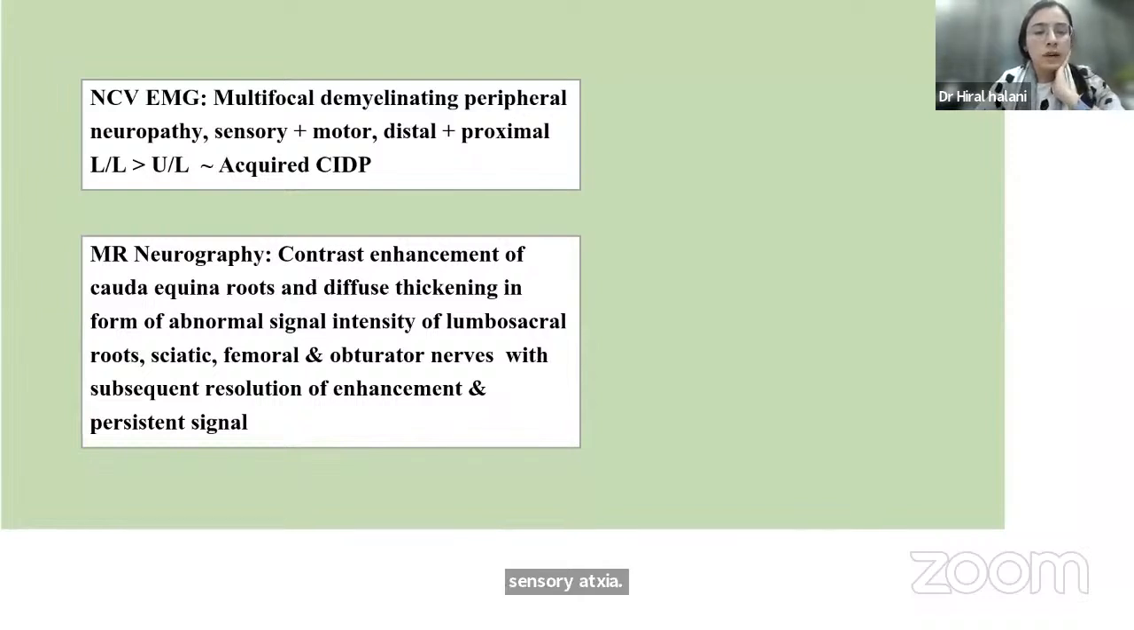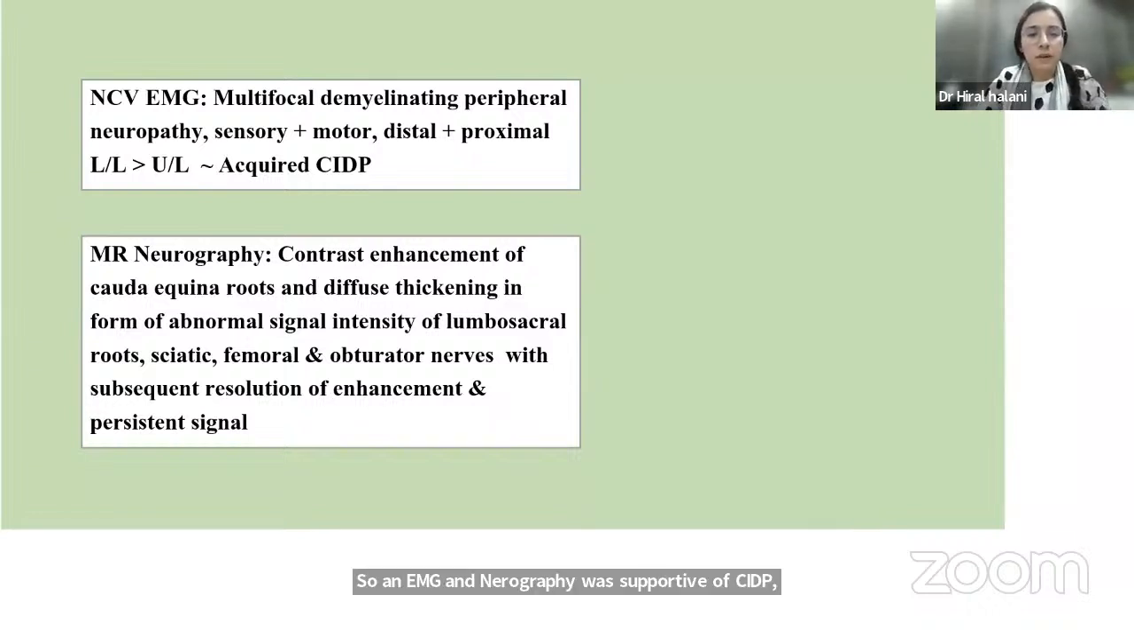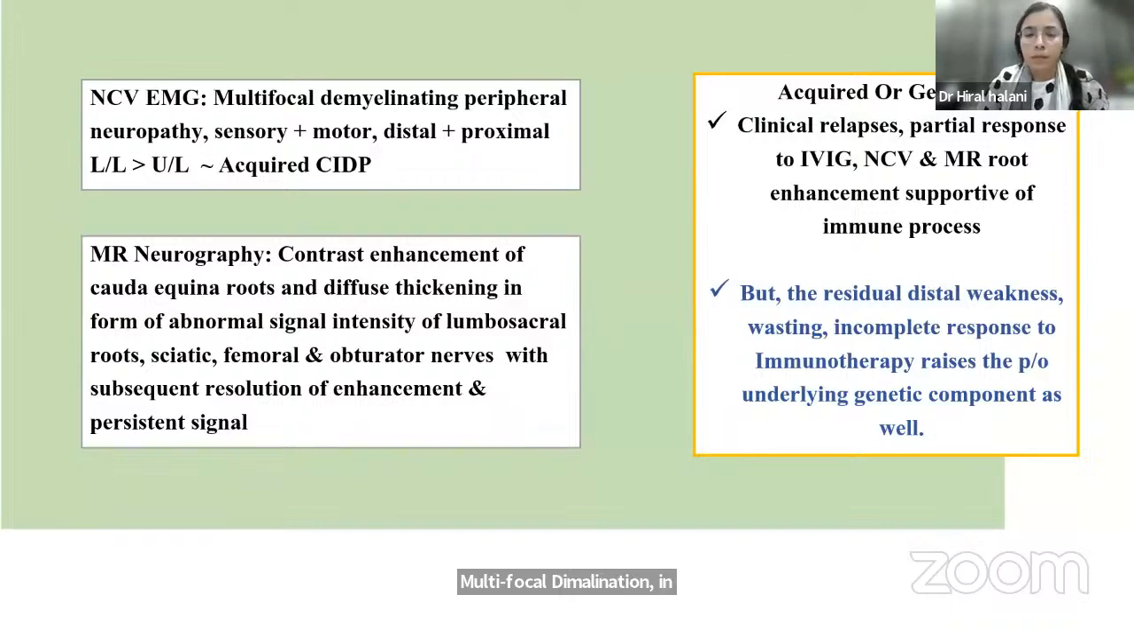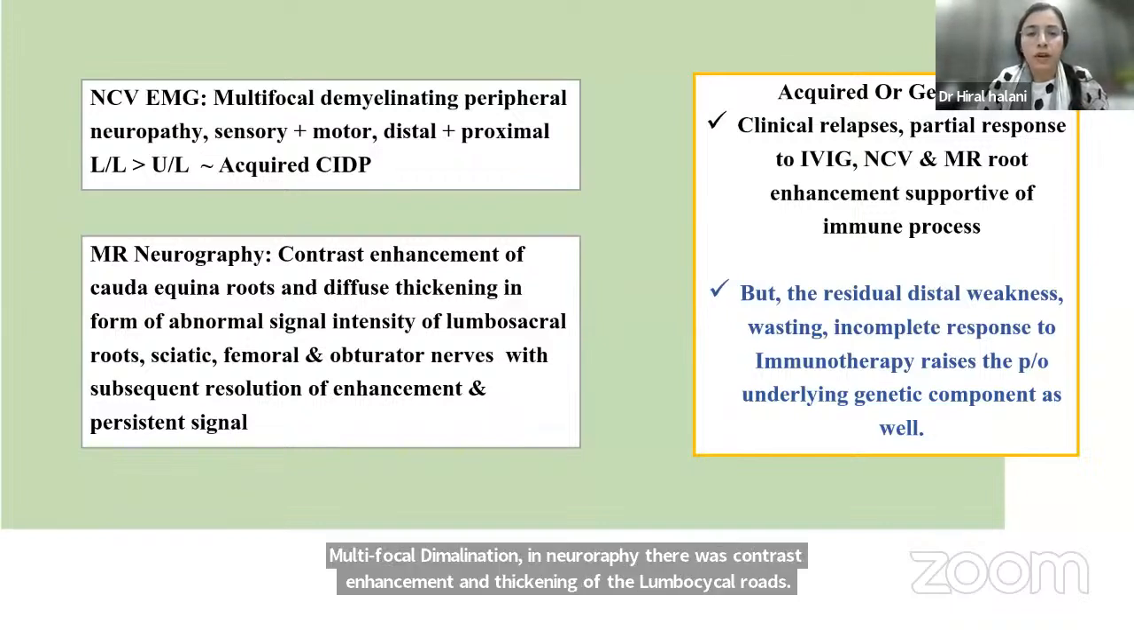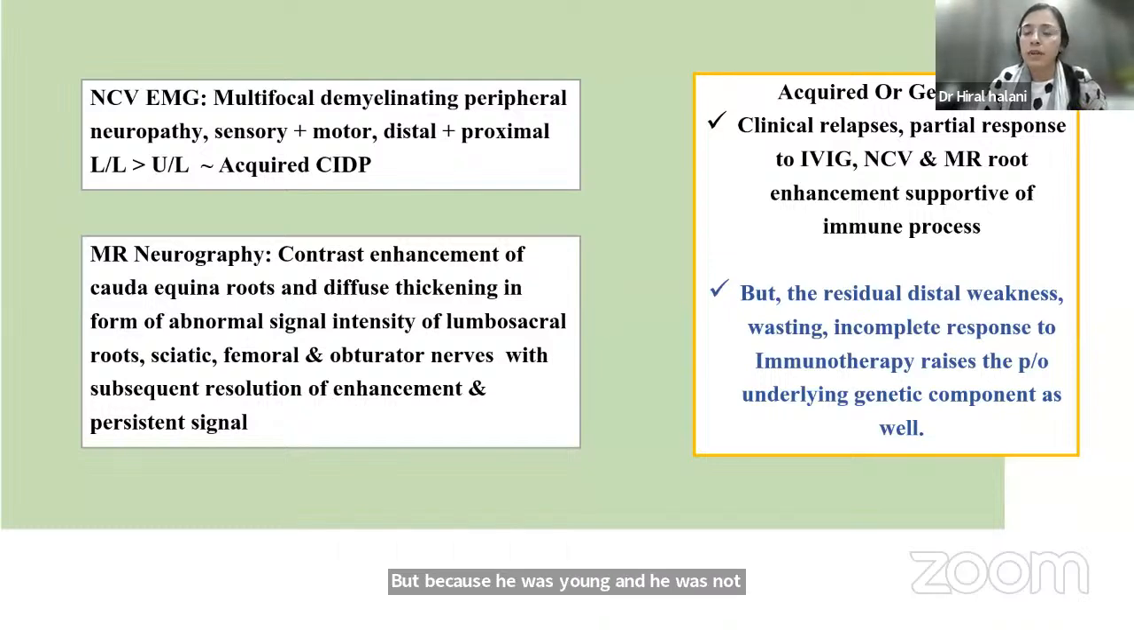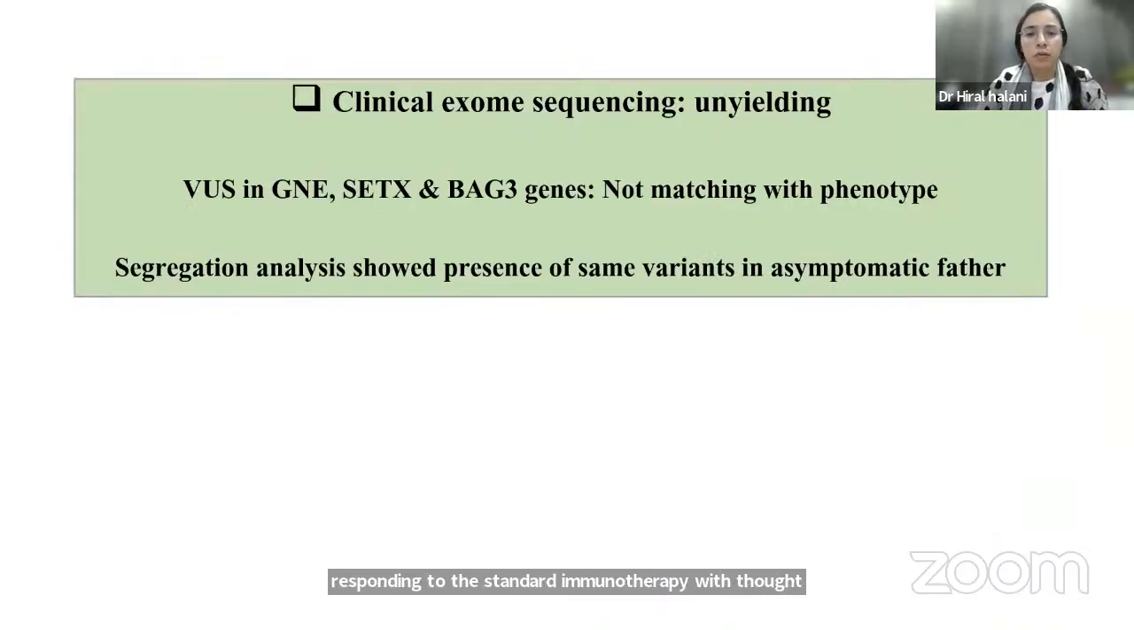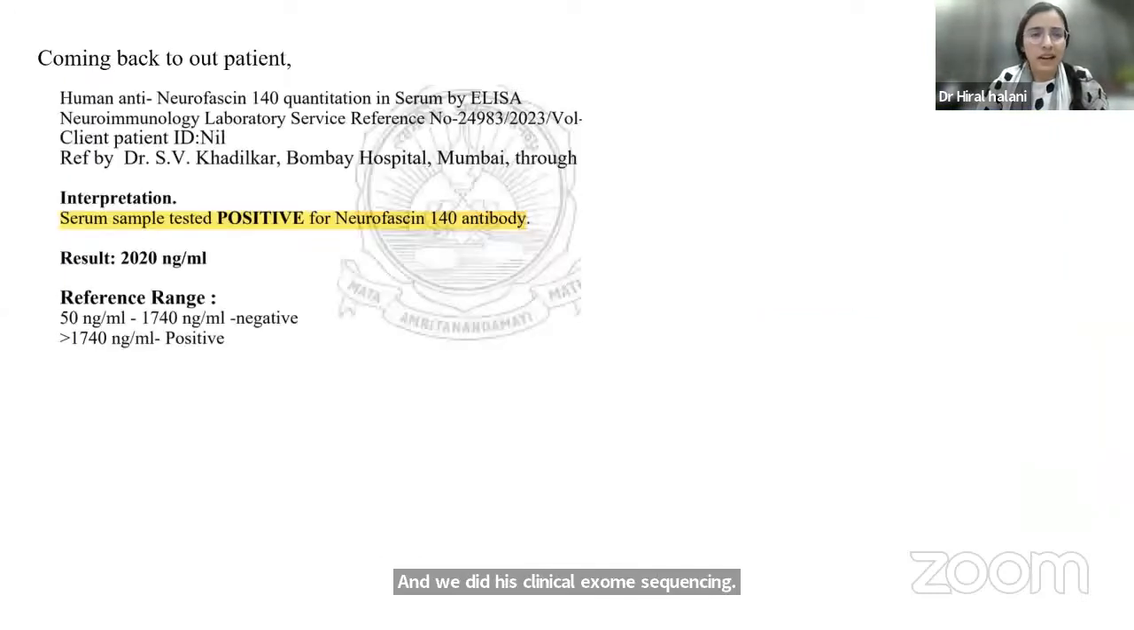EMG and neurography were supportive of CIDP, multifocal demyelination. In neurography, there was contrast enhancement and thickening of the lumbosacral roots. But because he was young and was not completely responding to the standard immunotherapy, we thought of genetic causes as well. We did his clinical exome sequencing, from which we didn't get any answer.